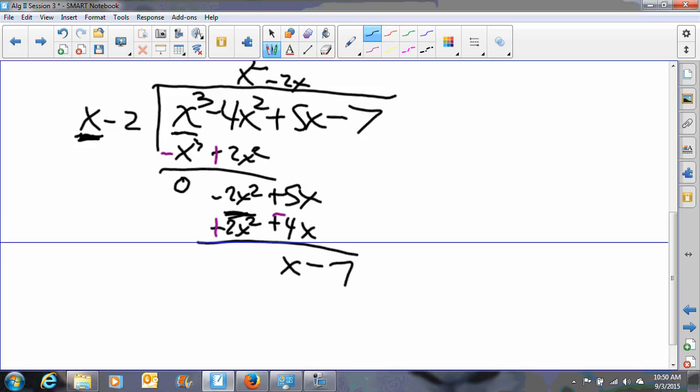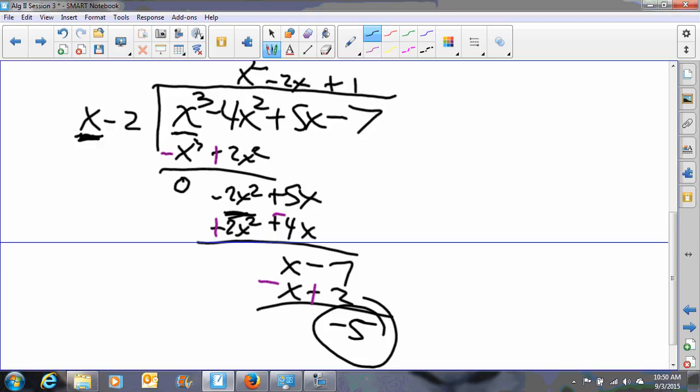x goes into x minus 7 one time. 1 times x minus 2 is x minus 2. Once again, make a mark on each term so that we can add, and we end up with negative 5. So the remainder, when our polynomial, x cubed minus 4x squared plus 5x minus 7, is divided by x minus 2, gives us negative 5.